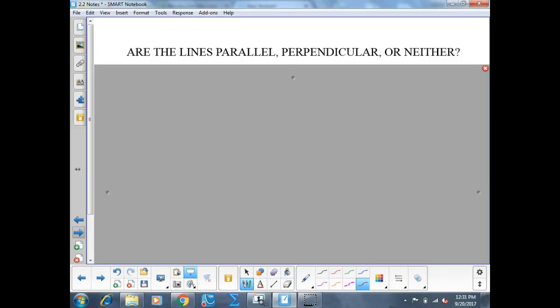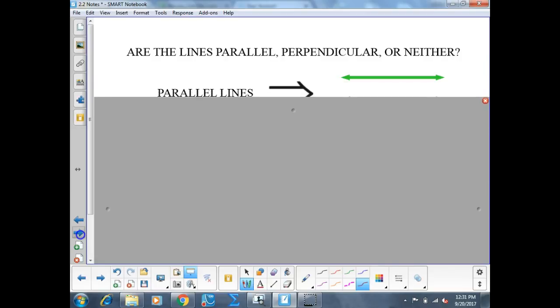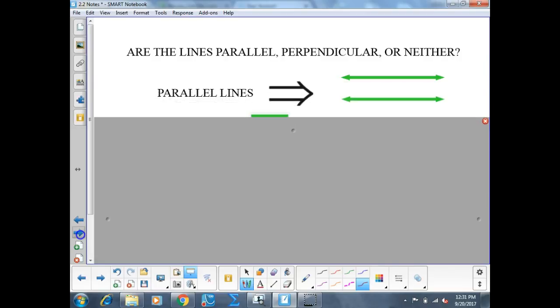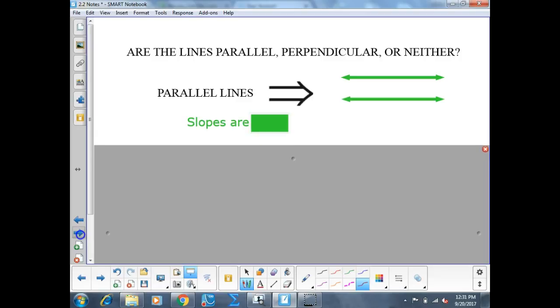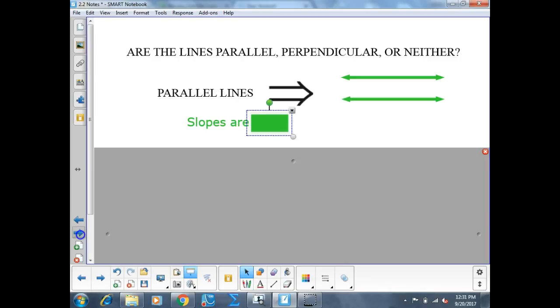Okay? So parallel lines look like that, and have slopes that are what? Parallel lines have equal slopes. That also, I do believe, is note card worthy.